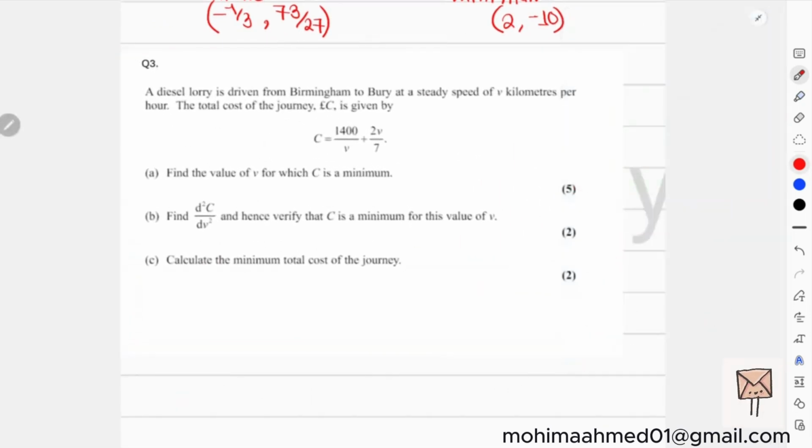Okay, now again in question 3, it says that a diesel lorry is driven from Birmingham to Bury at a steady speed of v kilometers per hour. The total cost of the journey in pounds is given by this equation, and we need to find the value of v for which c is minimum. This is the same procedure. You have to find the differentiation of c, set it equal to 0, and then find the value of v, which is quite typical at this point.